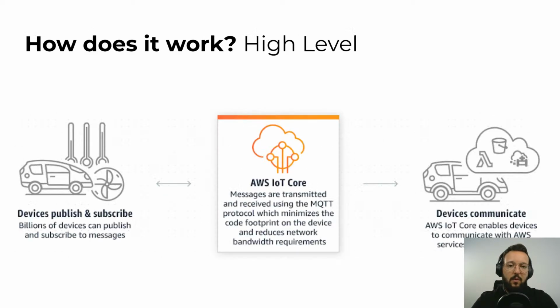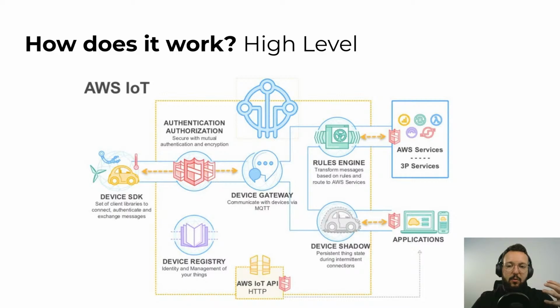Okay, so if we talk about a much more detailed high-level overview, as I said, IoT is a suite of services. It consists of the rules engine, device shadows management, the device registry, and the device gateway itself, of which the message broker is a part. It provides an authentication and authorization layer, integration with applications and third parties, and also you can have a device SDK that allows you to seamlessly integrate with the AWS ecosystem.